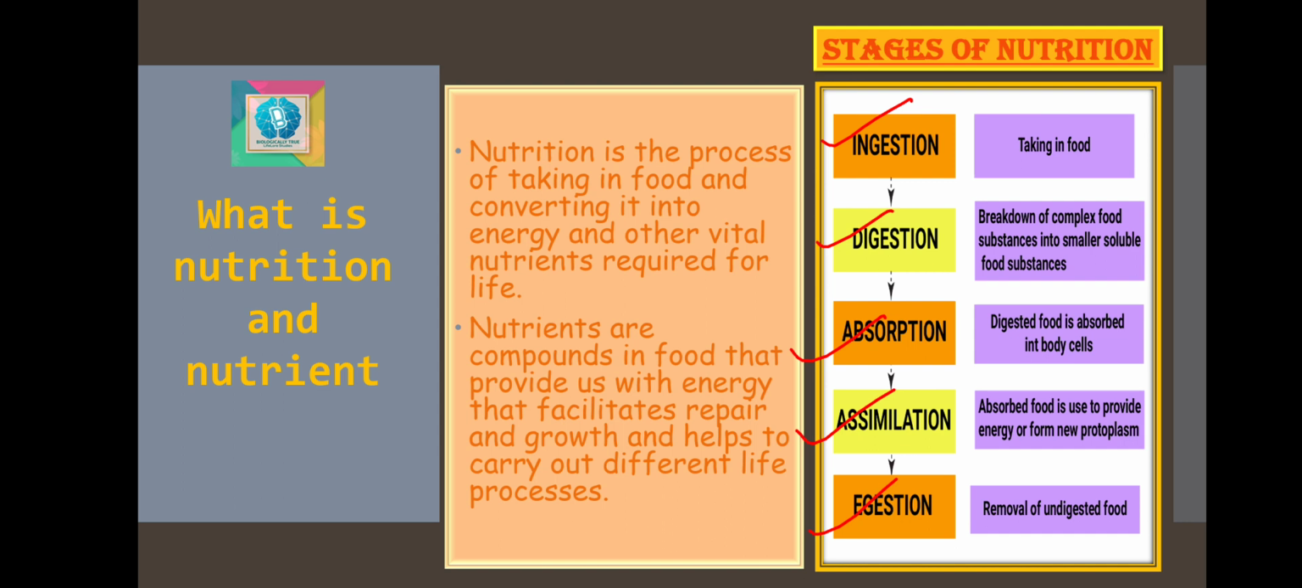The fourth stage of nutrition is assimilation. Assimilation is the accumulation of nutrients in the cell. The absorbed nutrients are accumulated in specific cells, and it occurs in the jejunum area of the small intestine. Now coming to the last stage of nutrition, that is egestion. Egestion is the removal of the remaining waste materials after absorption. In this process, the feces, or stool, is removed from the body. This egestion stage occurs through the anus.